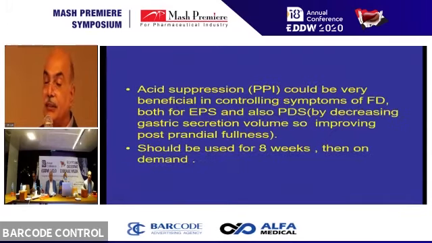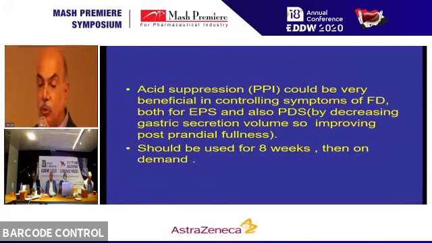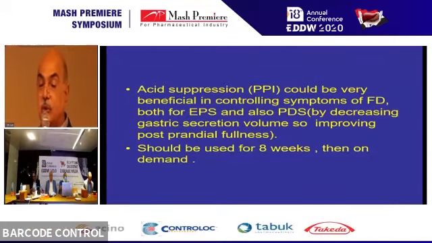Acid suppression with PPI mainly could be very beneficial in controlling symptoms of functional dyspepsia, both for the epigastric pain syndrome and also for the postprandial distress syndrome. This is by decreasing the gastric secretion volume, which is about 1 to 1.5 liters of acid per day. So this improves the postprandial fullness. If succeeded, you should continue for 8 weeks and then on-demand therapy.